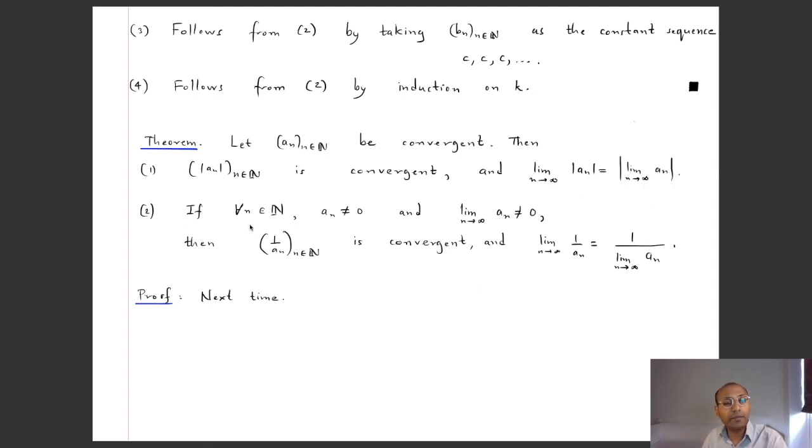And the second statement is that if each of these ans were non-zero, and also if the limit was not zero, then the new sequence, which is obtained by taking the reciprocals, is also convergent. Now, taking reciprocals is allowed because none of the ans are zero, so this is well defined. And in fact the limit of this term-wise reciprocal sequence is the reciprocal of the limit. Okay. So these two we will do next time, and we will stop here.